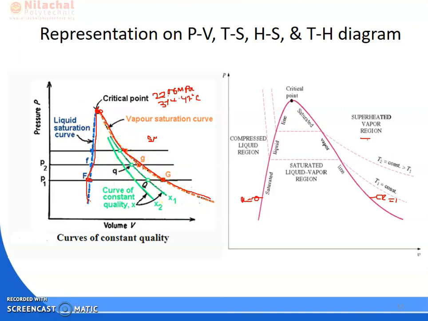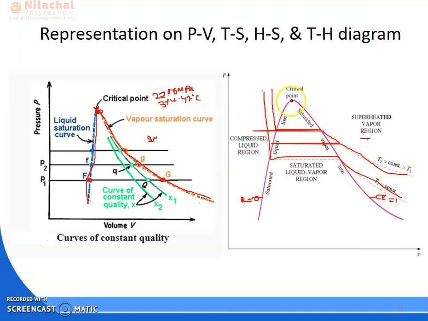And this is also your PV diagram. In the PV diagram, see here, this line is the constant temperature line. This is your T1 and this is your T2. So in the PV diagram, this is your vapor dome, and these two are the constant temperature lines.